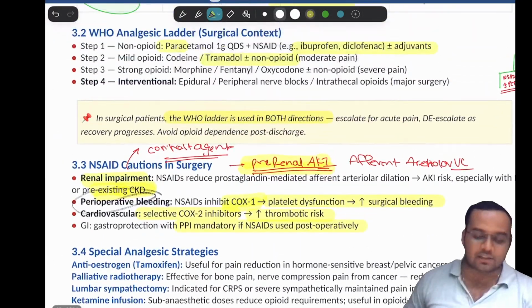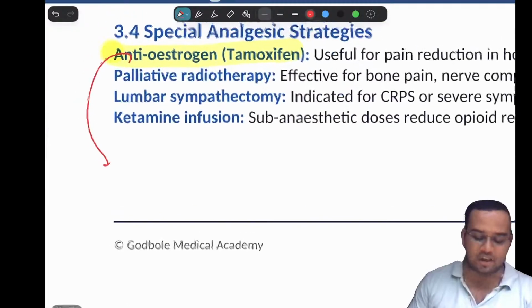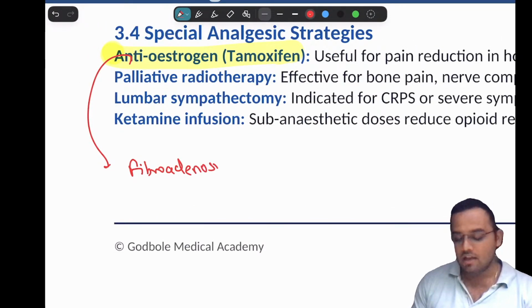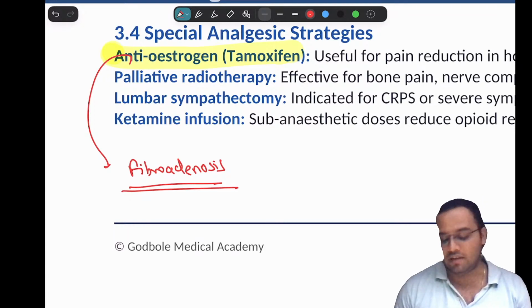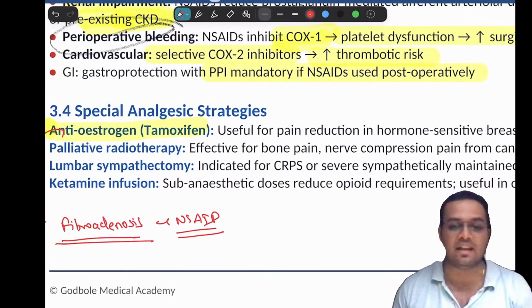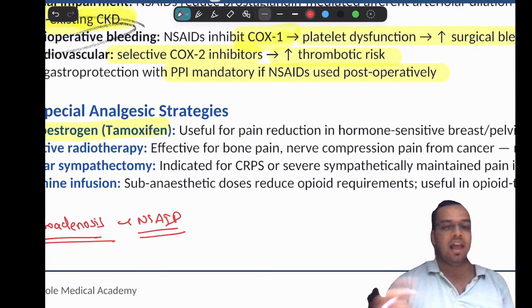So what are some other special agents which can be used for pain management? So one is the anti-estrogen tamoxifen. Where do we use this? Typically in patients of cyclical mastalgia or fibroadenosis. Whenever the patient has severe pain which is not controlled by NSAIDs, you can also add OC pills or anti-estrogens, or you can also add tamoxifen. It is going to do hormonal modulation of the breast and reduce the pain.